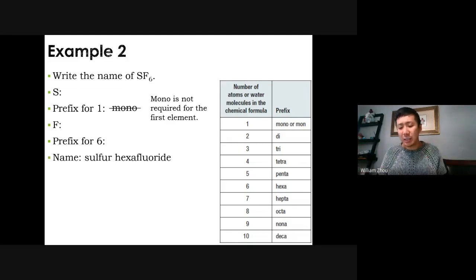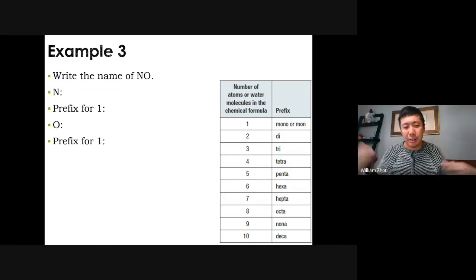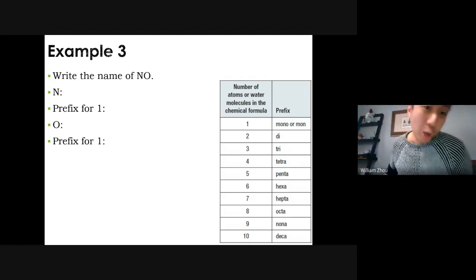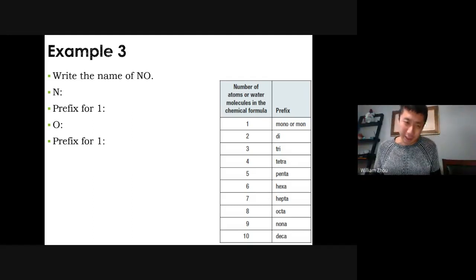In fact, I think naming molecular compounds is easier than naming ionic compounds. You just have this one rule. That's it. It's just that you mix it up. That's the problem. So write the name of NO. Okay, NO. And please go ahead. That one, there's a little trap in here.